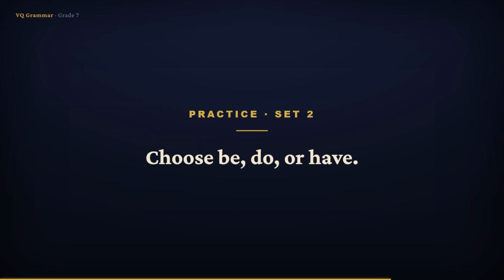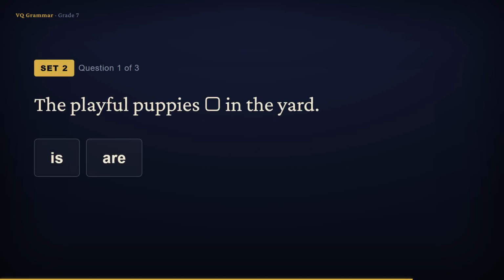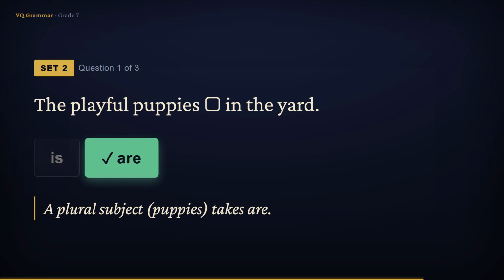Now a trickier set with the irregular verbs be, do, and have. Choose the form that agrees with each subject, is or are, does or do, has or have. Pause and choose before I answer. The playful puppies blank in the yard. The subject is puppies, more than one, so the verb be has to be are, not is. So the answer is are.